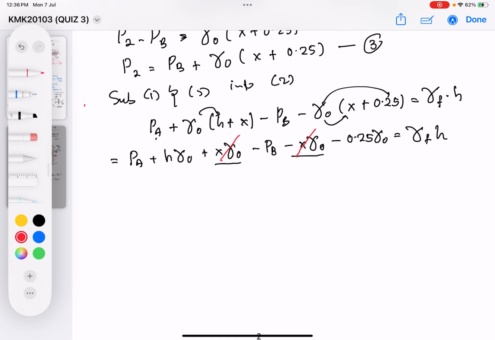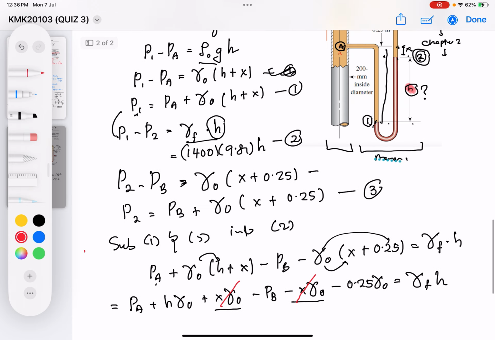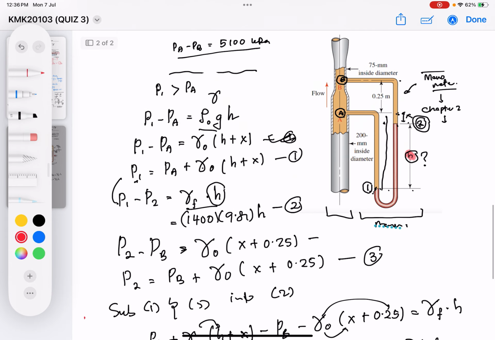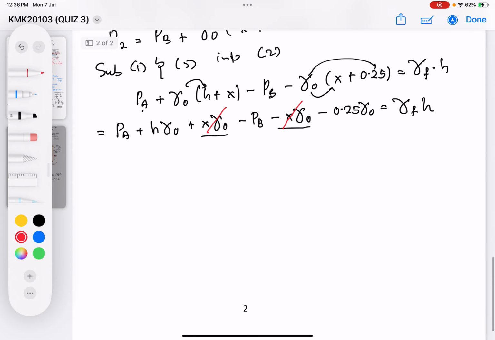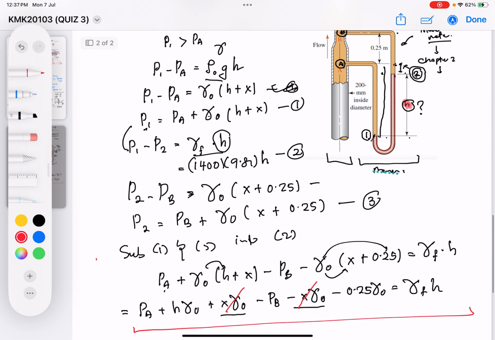What else? Hold on, let me check it first. H plus x. Yeah. Okay. So now, if you notice that before this, I assume that.